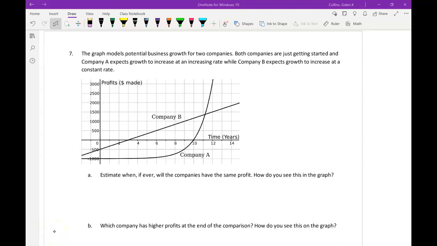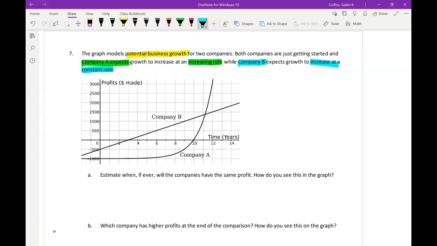Oops, I was wrong. Number 7 is still in the ready part of our practice assignment. So in number 7, we are given a graph that models potential business growth for 2 companies. Both companies are just getting started, and company A expects growth to increase at an increasing rate. Company B expects growth to increase at a constant rate.